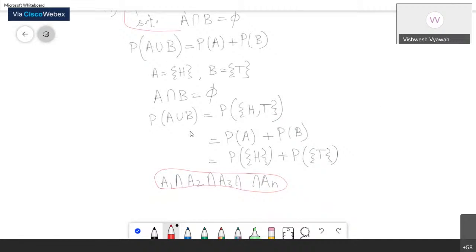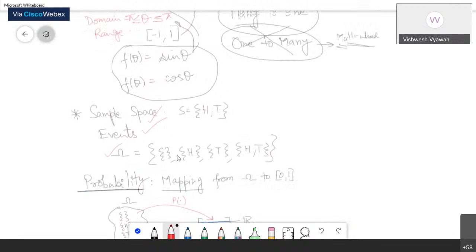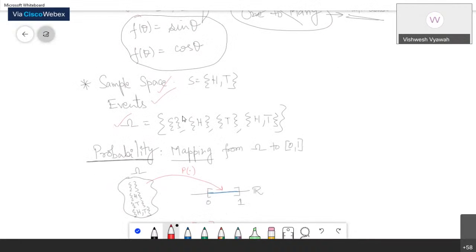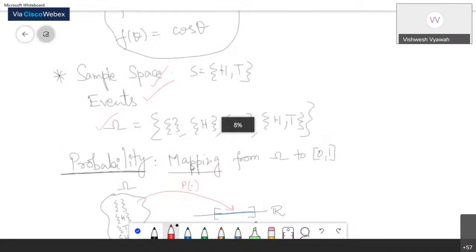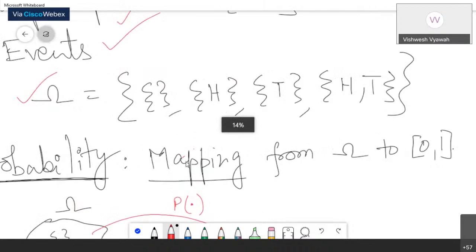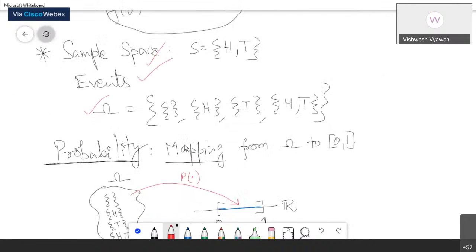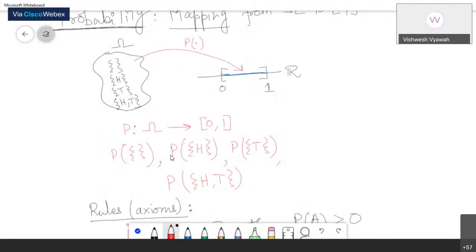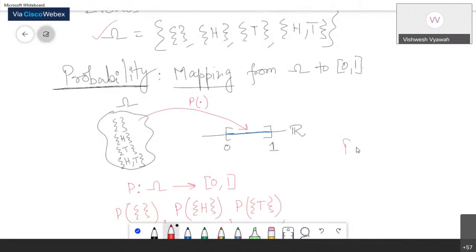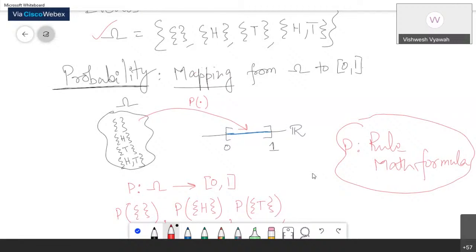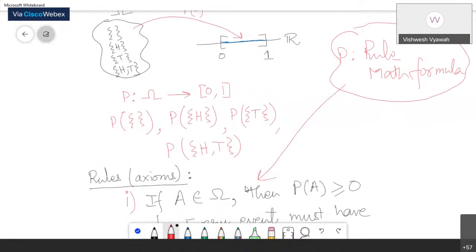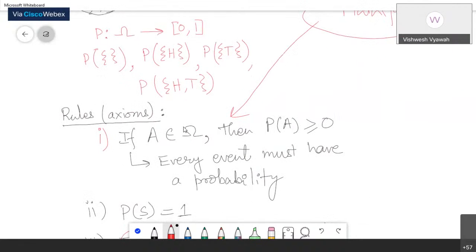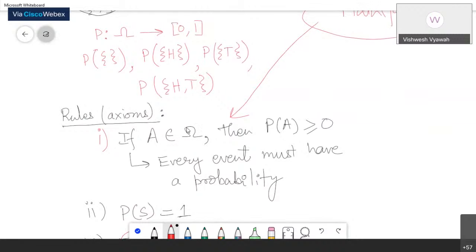Please let me take a quick recap of what we have done. We have defined sample space, we have defined event, we have defined sigma, and then we have defined probability as a mapping from sigma to this interval 0, 1. And then we have defined three rules. So I want to say that this particular P has some rule, or I can come up with some mathematical formula for this. That's fine, provided it satisfies these three conditions. If it satisfies these three conditions, then and only then will I say that this is a valid probability function.